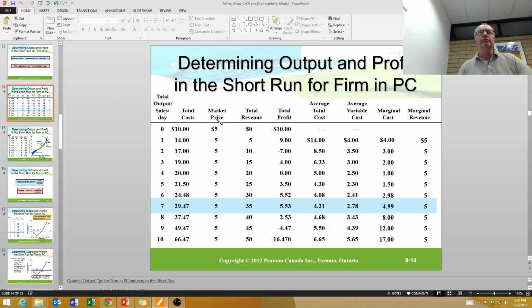So we have a data table here. On the leftmost column, we have the total quantity of output, so 0 units, 1 unit, 2 units, then the price of the product, $5. Total revenue, so price times quantity, total costs, and there we have total profit.